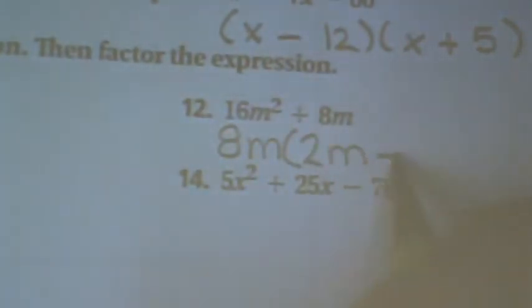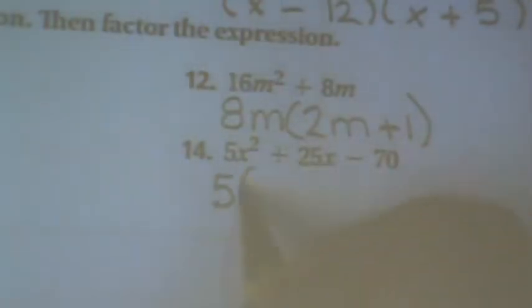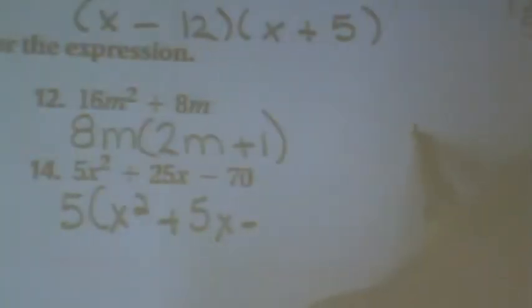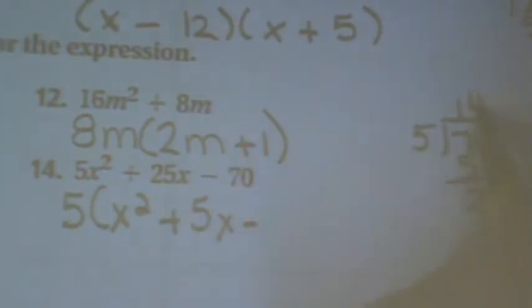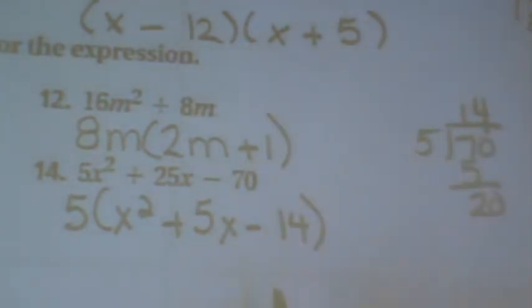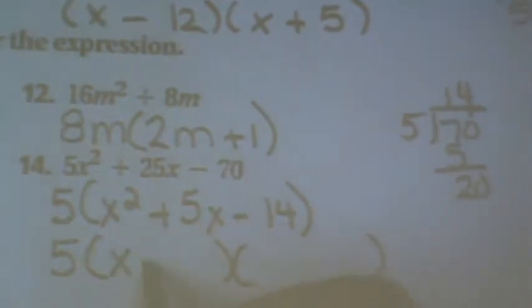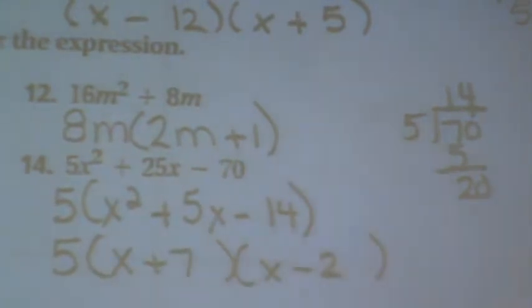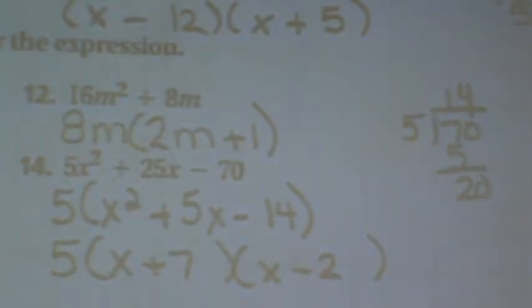Number 12, looks like we can take out an 8m, and we're left with 2m plus 1. And number 14, you could take a 5 out, you're left with x squared plus 5x minus 14, since 5 goes into 70 14 times. Now, can we factor this more? Yes, we can. What times what is negative 14 but adds to be 5? It would be 7 and negative 2. Okay.